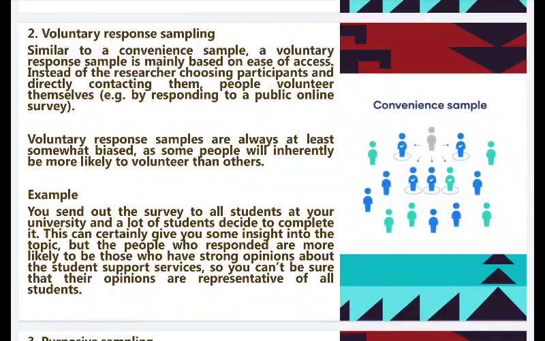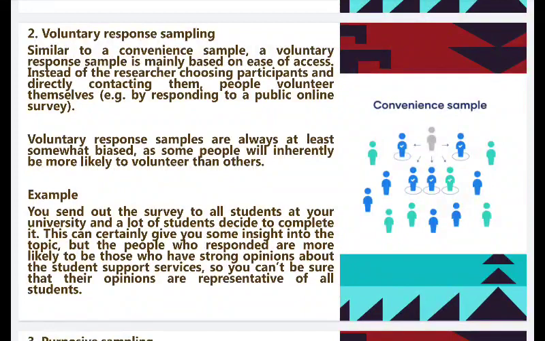The next one naman is the voluntary response sampling. Now, it is similar to convenience sampling. Voluntary response sample is mainly based on ease of access. Instead of the researchers choosing participants and directly contacting them, people volunteer themselves. Okay, kaya nga po voluntary. By responding to a public online survey. So, nakikita po natin to, di ba? Kung, I think the YouTube has this, okay? Yung mga voluntary lang po.